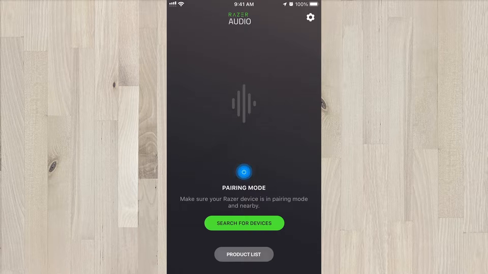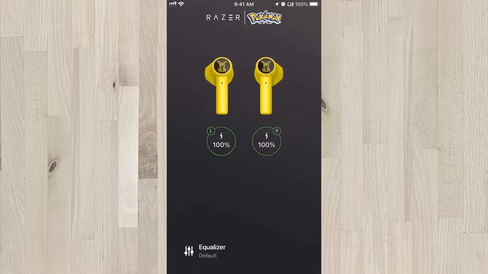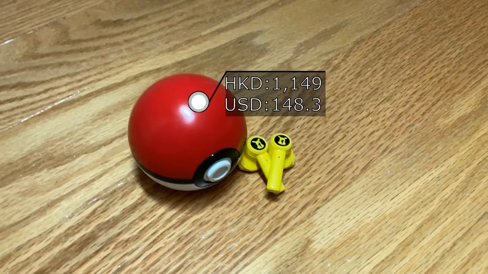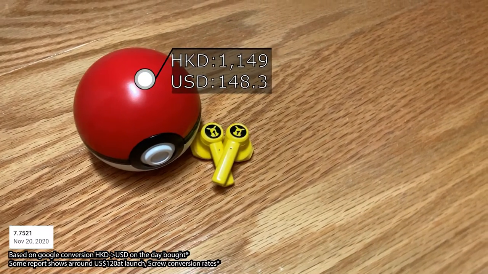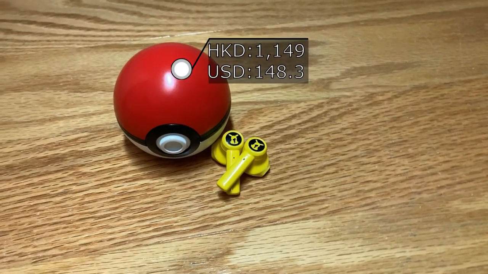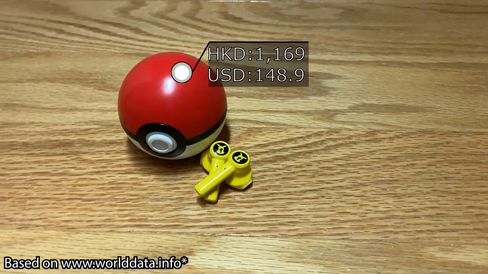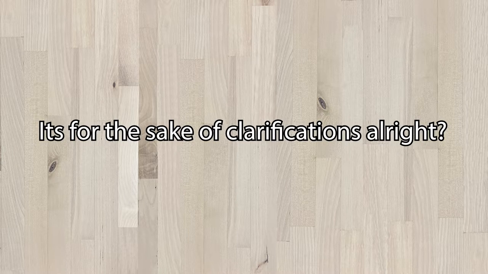Let's take a look at the interface. Before, it shows all the products, but now it gets into the quote-unquote pairing page. And then it will show you a rather okay interface, could have done better, given the starting price point at Hong Kong dollars $1,149, or around $148.3 in US, and accounted for the inflation for the day of writing, around $1,169.96 in Hong Kong. Boring.